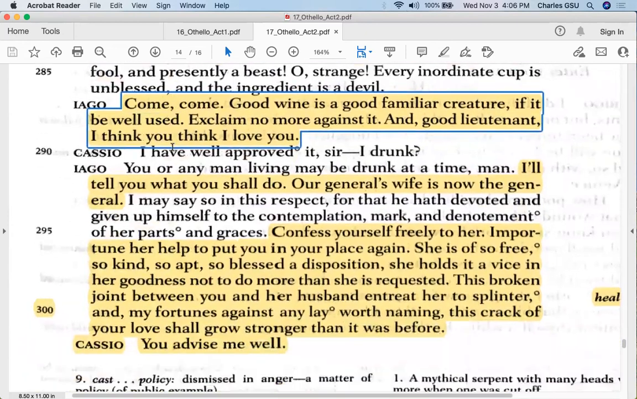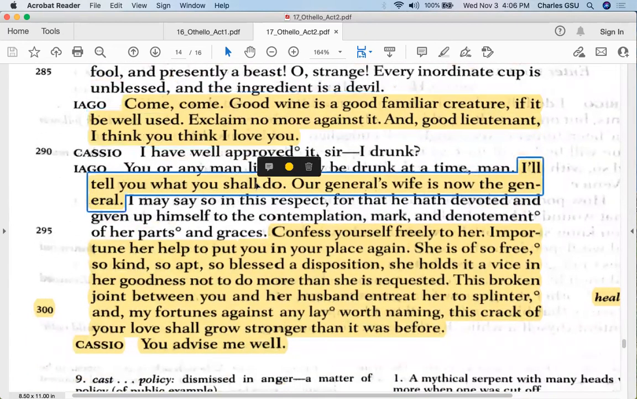So he's going to, at the end of this act, tell Cassio to go to Desdemona and ply your case. Basically, he says, I'll tell you what you shall do. So, right, again, engineer, chess master, puppet master. Our general's wife, Desdemona, is now the general. And again, that's like that captain's captain phrase earlier, like she's the one in charge, both perhaps in bed, but also in terms of how she rules the emotion and intellect of her husband.